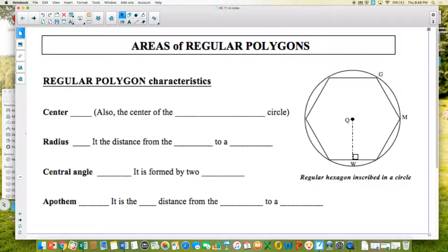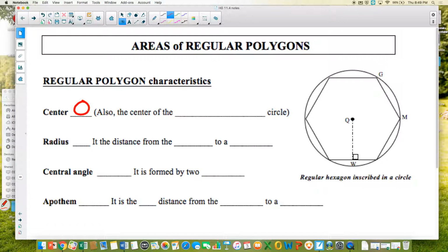Area of regular polygons. Remember that regular means all the sides are equal length and all the angles are equal in measure. In this polygon, the center is Q. This is the center of the circumscribed circle. Our radius is segment QG, which is not drawn, but we can add that. From Q to G is a radius.